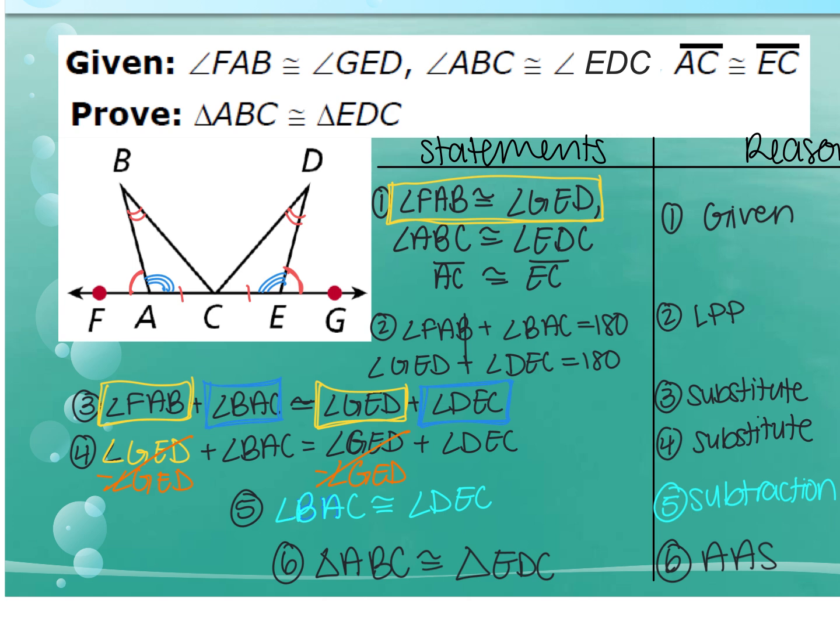How I got from which step? From 3 to 4, I substituted. I'm trying to find that these two angles are congruent, and that's what I'm trying to keep. But up top, I highlighted in yellow that FAB is congruent to GED, so that's what I substituted. I changed my FAB to GED, and that's how I canceled them out. So always look back to what's given to help you in the ones after.